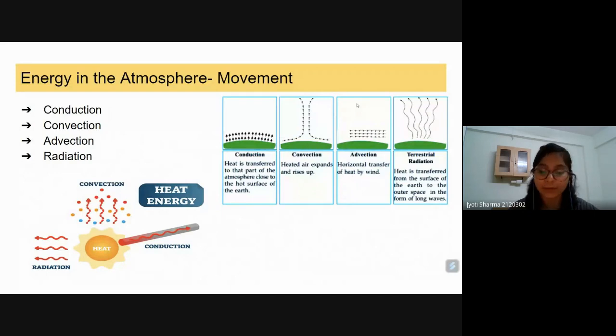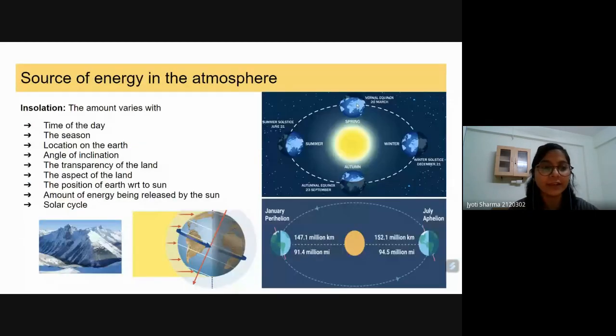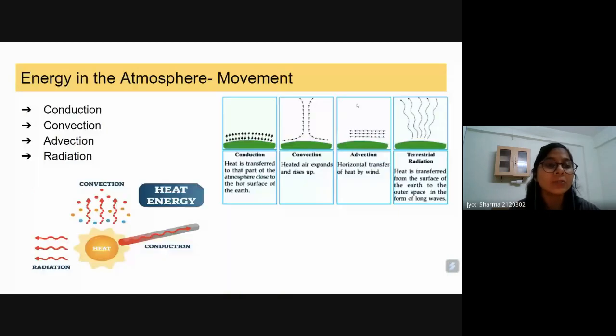Then, if the sun's radiation is entering the earth's atmosphere and reaching the earth's surface, how does this energy move within the atmosphere? There are four processes, or you can say mechanisms, by which energy moves within the atmosphere. These four mechanisms are conduction, convection, advection, and radiation. So let me talk about them one by one.